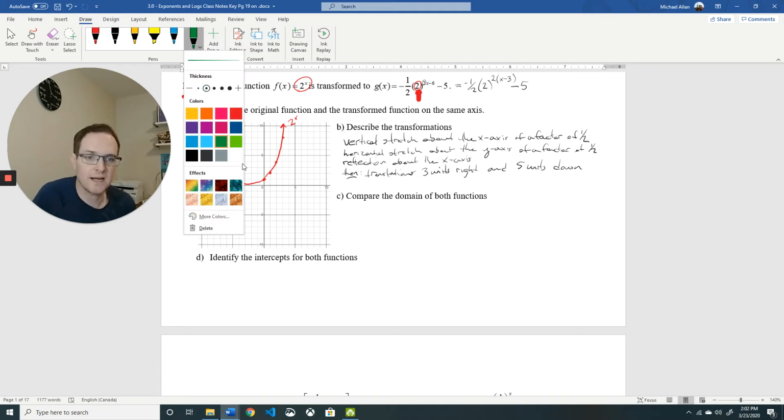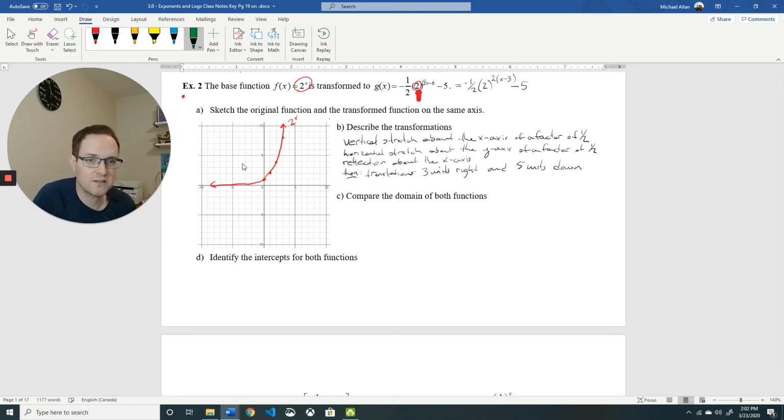So my new graph is going to apply all these transformations here. So we had a horizontal asymptote here at y is equal to 0, but because I moved the graph down 5 units, I'm going to have a horizontal asymptote at y is equal to -5. Okay?